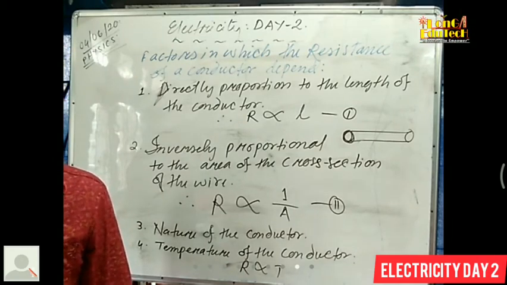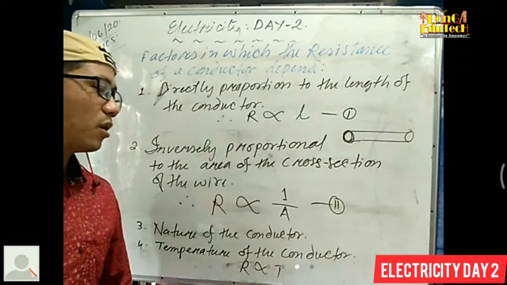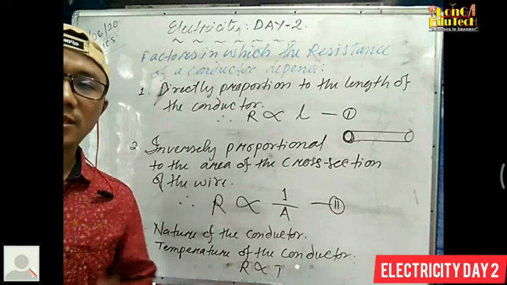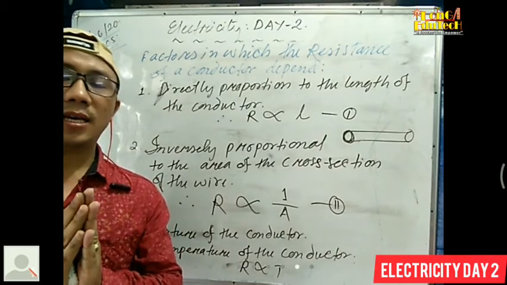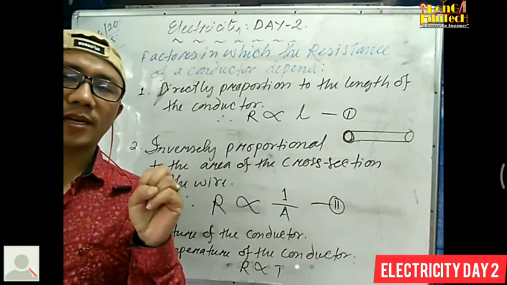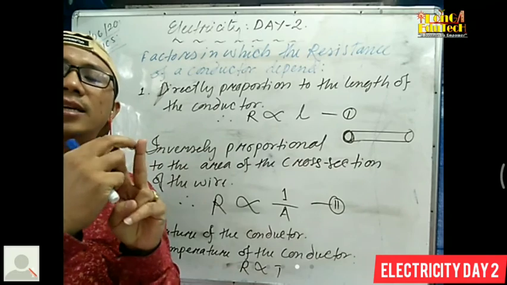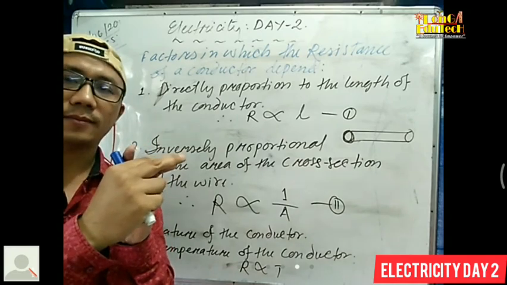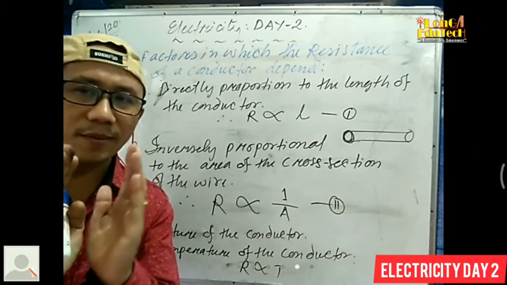In the next class we are going to discuss the resistance of the conductor, and how we can connect resistances. There are two types of connection: one is the series connection, another one is the parallel connection. So in series, just keep in mind, please.